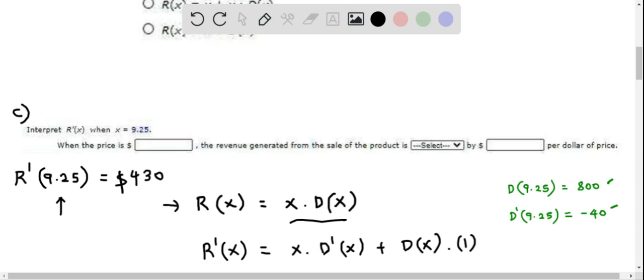And so now we can complete this sentence. That is, when the price is $9.25, the revenue generated from the sale of the product is increasing because we have this R prime of 9.25 is a positive quantity. So we say that this is increasing by this quantity, which is 430 per dollar of price.